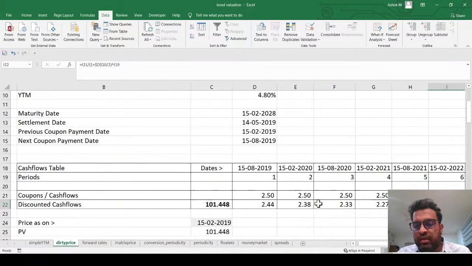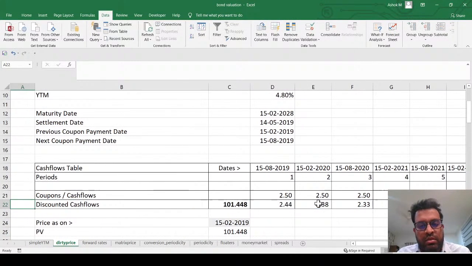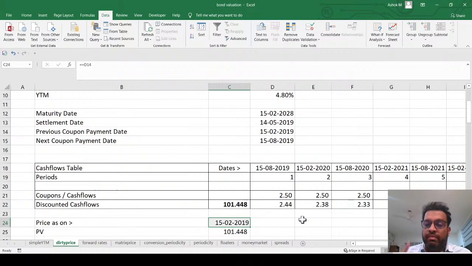So you go all the way. This is understood. Then you take a summation of all those values. You get a discounted cash flow. Now the question is, where on the time scale is this value? This value is not on 15th August 2019. The 15th August 2019 cash flow, we discounted back by one period, by 6 months. Our one period is 6 months. So we discounted it back from 15th August. That means we are on 15th February. That is the previous coupon date. This value is relevant for this date.